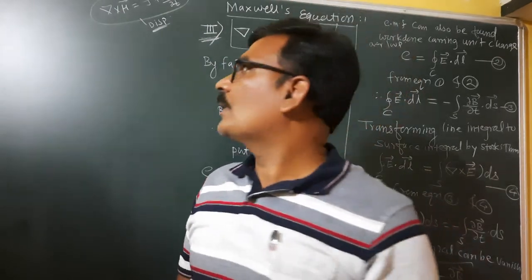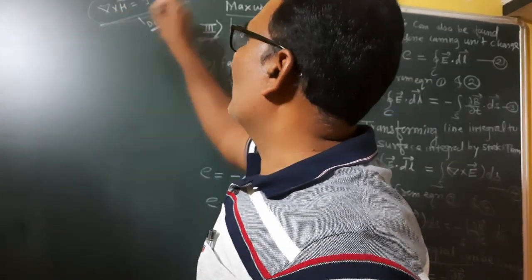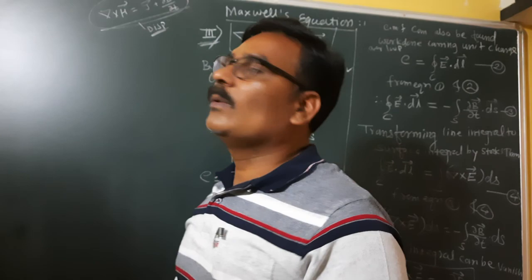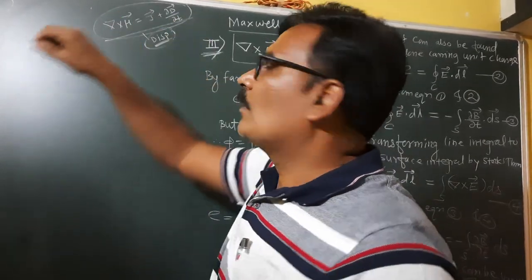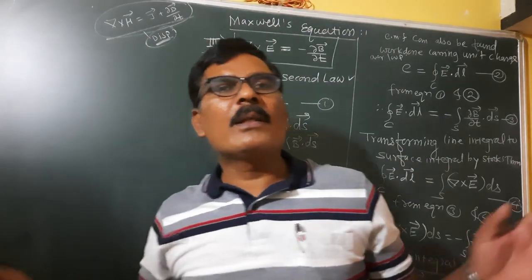And the last equation, we know that curl of H⃗ is equal to J⃗ plus ∂D⃗/∂t. This equation we have already proved in the displacement current. In this way, the chapter is finished here.